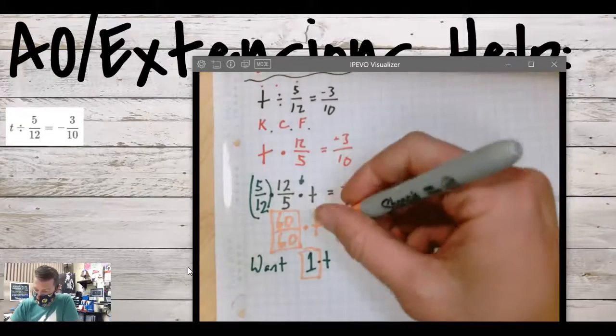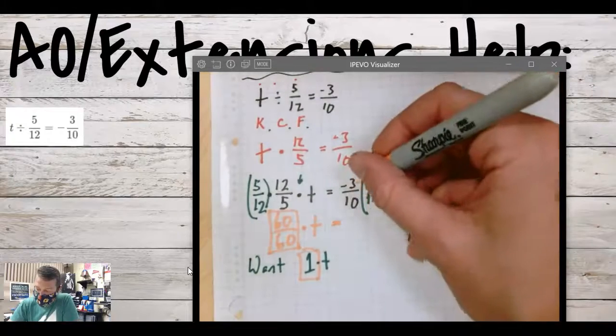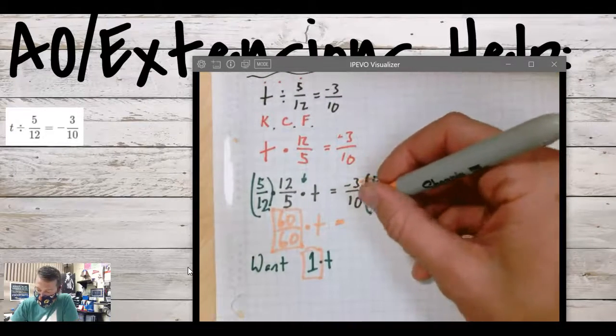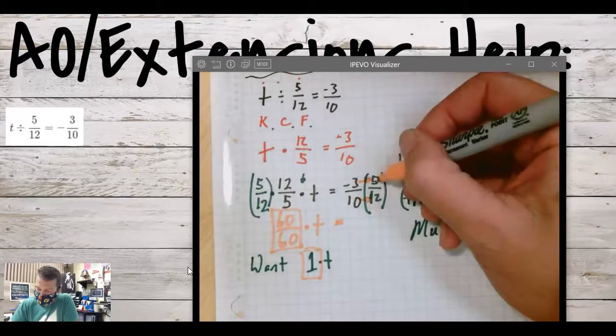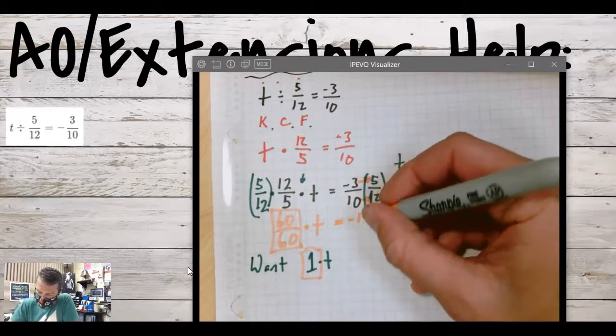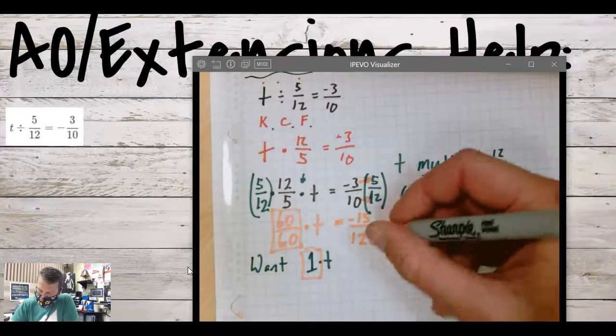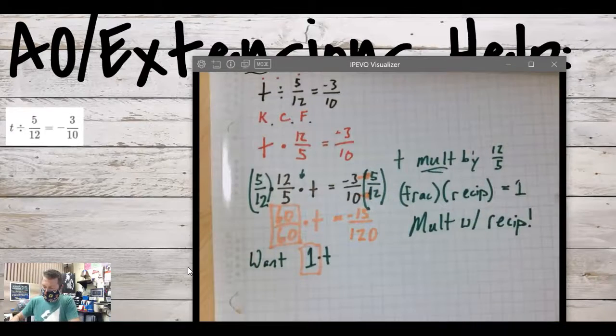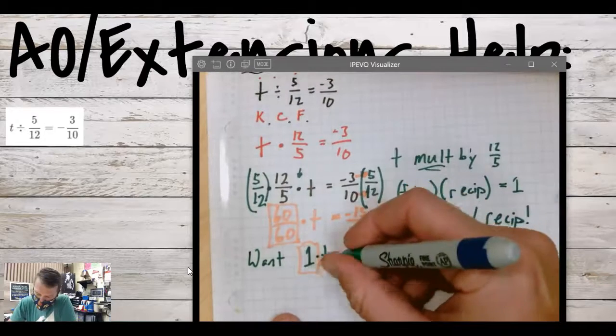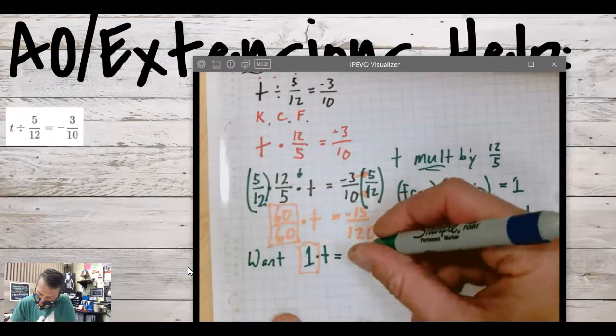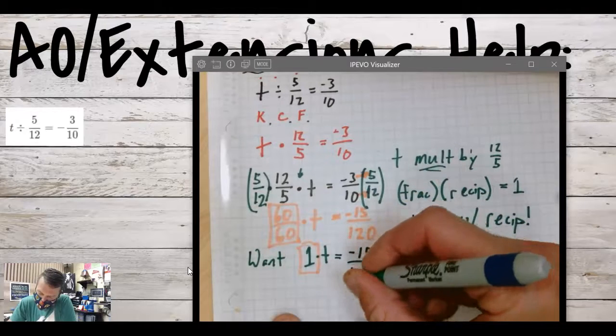My right side, I've got to do the math. To multiply fractions, go straight across the top and straight across the bottom. So negative 3 times 5 is negative 15, and 10 times 12 is 120. I'm going to rewrite this down here before I start trying to reduce it. So negative 15 over 120.